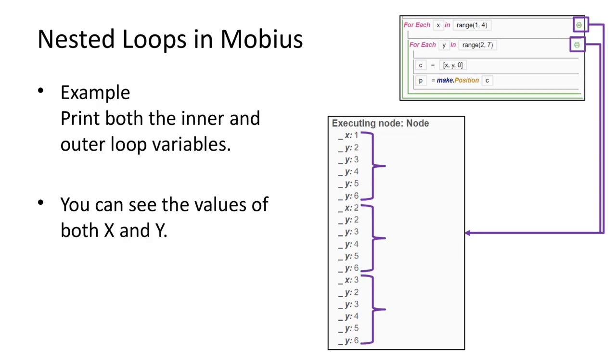You can also switch on the print toggle for both loops. This will print both X and Y values. An X value is printed 3 times. A Y value is printed 15 times. Let's have a look at another example.